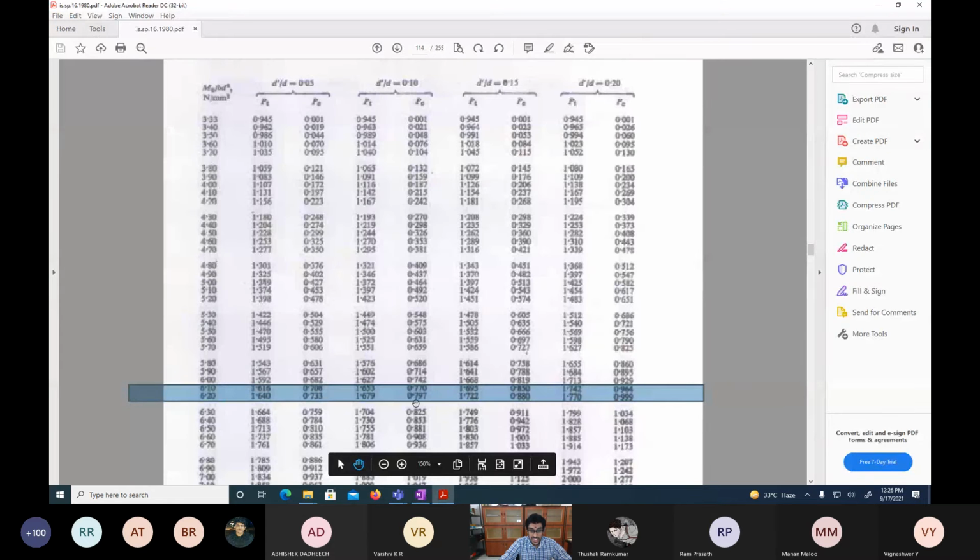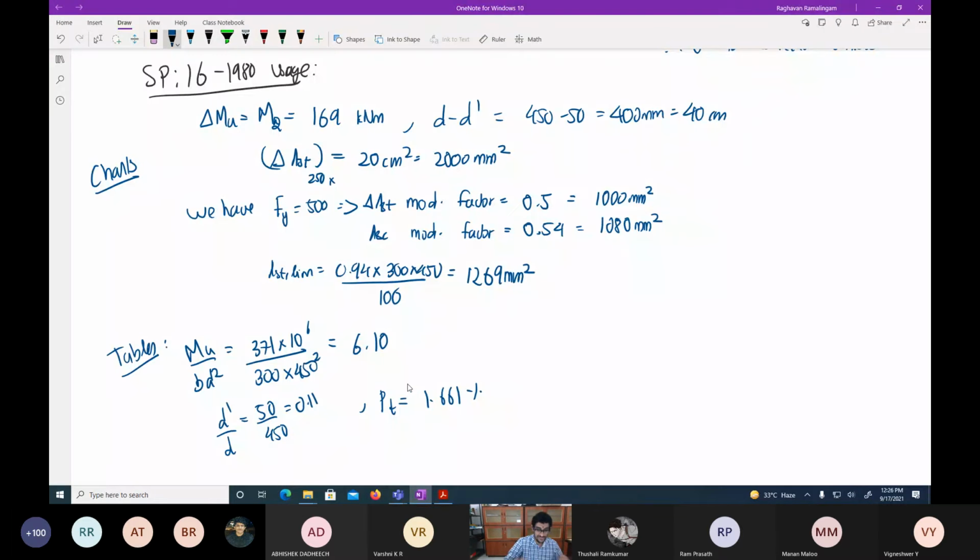And similarly for pc, it's 0.770 for d dash by d of 0.1 and 0.850 for d dash by d of 0.15. The interpolation between these will give you pc of about 0.79%, and according to this you can find out the Ast and Asc.